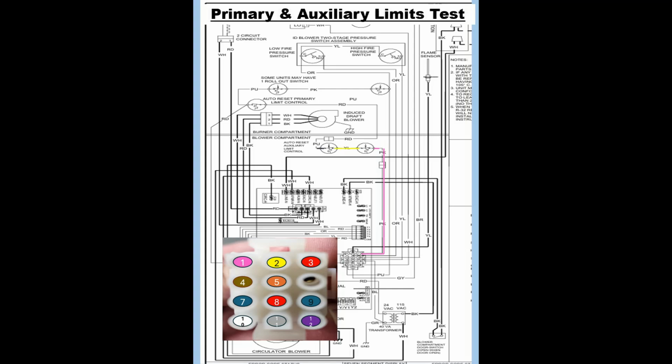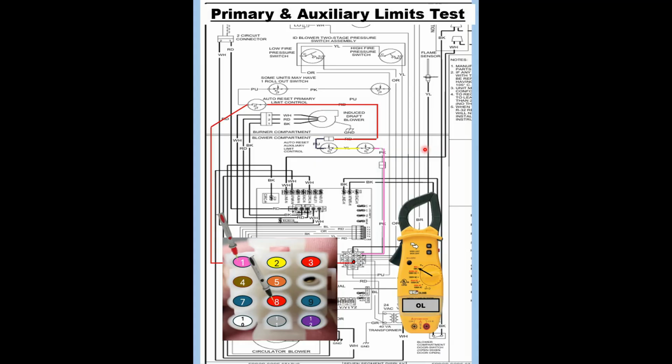So we know pin 1 and pin 8. To pin 8, we can ohm out our 2 auxiliary limits and our primary limit. And that we see here in our plug. 1 and 8, 1 and 8, up and over. Now, that's if you're only doing the primary and auxiliary limit test.